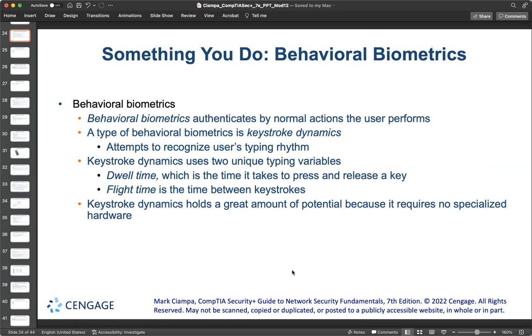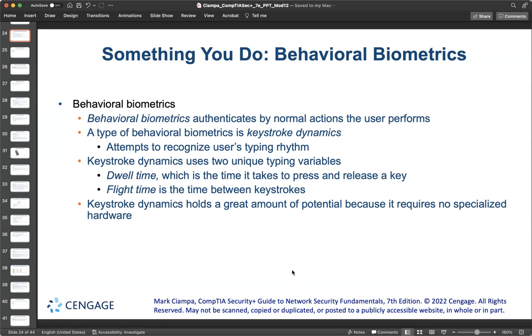So now let's talk about something you do, which is the behavioral biometrics. This basically authenticates by normal actions that a user performs. A type of behavioral biometrics is keystroke dynamics. Think about how you type, and if you have seen other people typing, you can see different rhythms, right? Different ways, and that all goes back to your dwell time, which is the time that your finger actually dwells on a key, and the flight time, which is the time that you go from a key to another key, right?